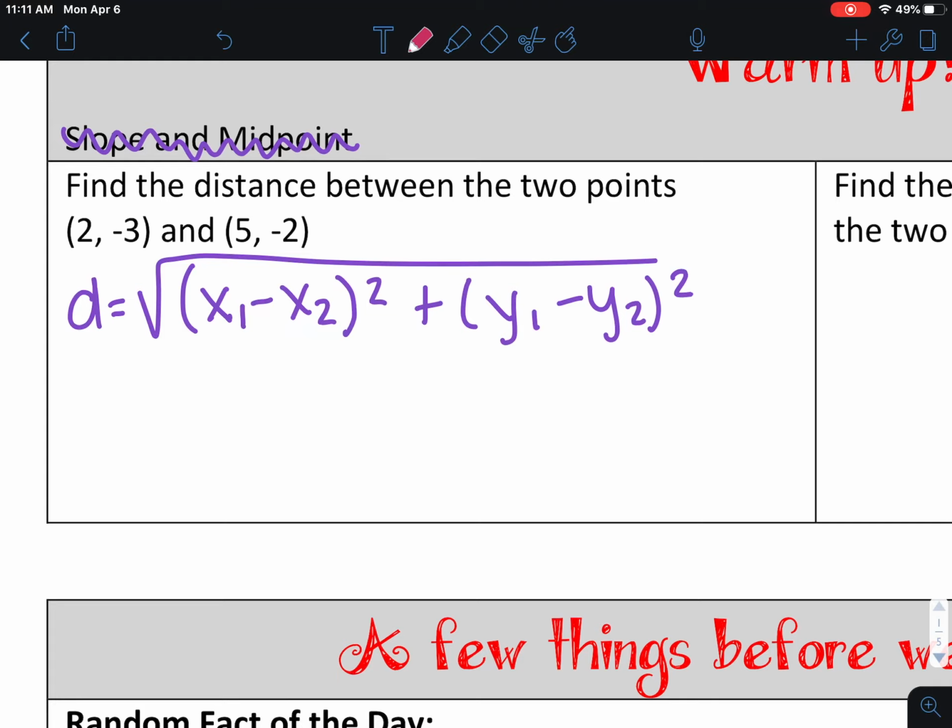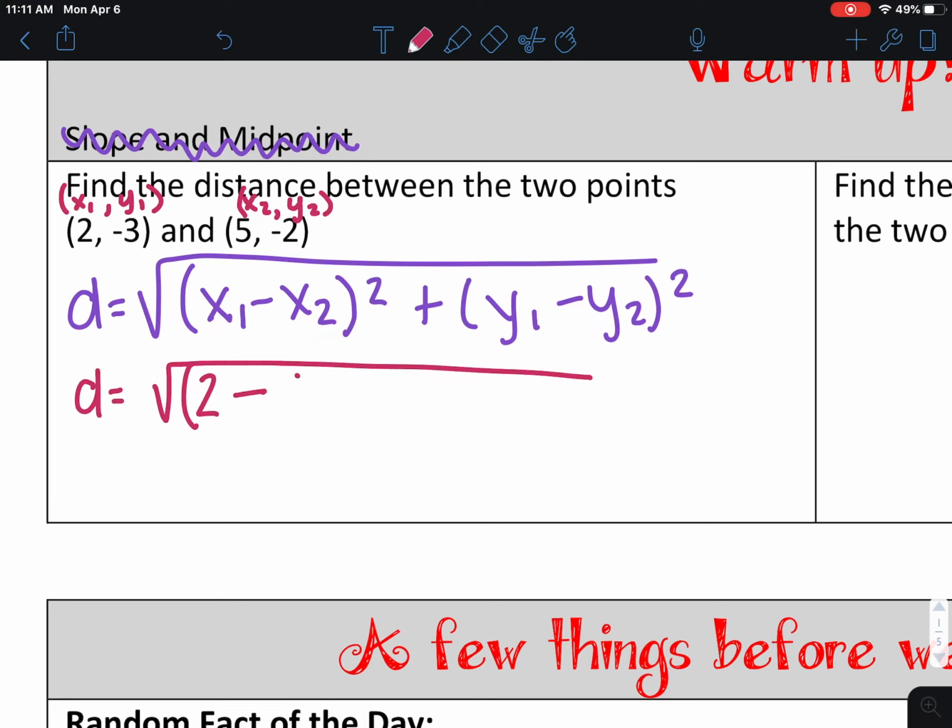So the 2 comma negative 3 is my x1, y1. And the 5 comma negative 2 is my x2, y2. Okay, then I'm just going to plug in the numbers that represent the variables. So I have d equals the square root of x1, which was 2, minus x2, which is 5, squared, plus y1, which is negative 3, minus y2, which is negative 2, squared.